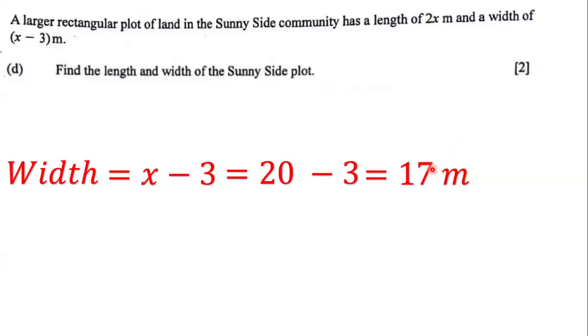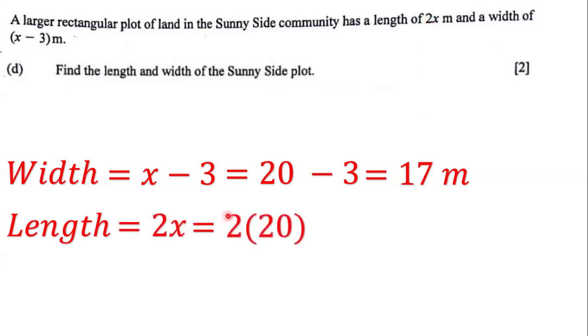Now we need to find out the length of the plot of land that's in the sunny side community. Now it says that the length is 2x, or 2 multiplied by x. And we know that x is 20, so we say 2 times 20, and 2 times 20 is 40 meters. So the width of the plot of land in the sunny side community is 17 meters, and the length of the plot of land in the sunny side community is 40 meters. And that's the answer to this question.